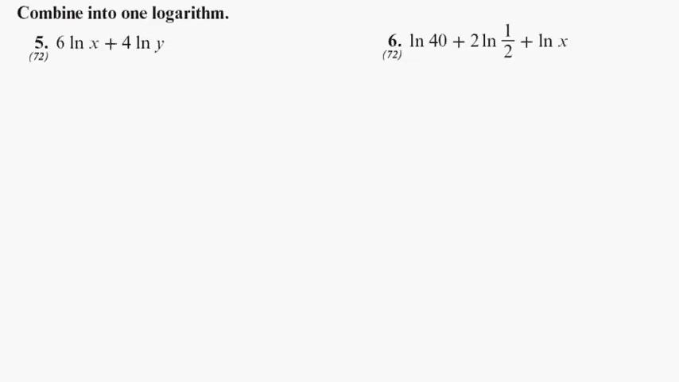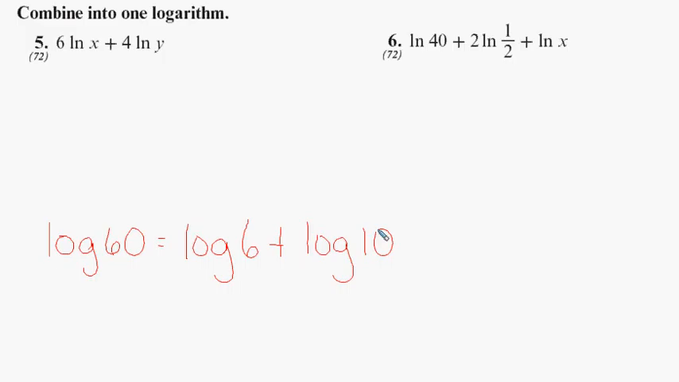So number 5 is asking us to combine this into one logarithm. In order to do this one, I'm just going to start by reminding you of an example that we did back in lesson 72. It looks like this, log of 60. Okay, so based on this, we can break this into the log of 6 and the log of 10 because of the rules for logarithms. That's the product property of logarithms, okay?